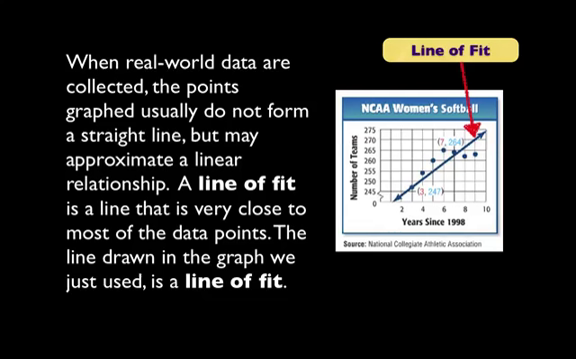Alright, so let's talk about line of fit. When real-world data are collected, the points graphed usually do not form a straight line, but may approximate a linear relationship. So even though they're not all going to fall into a straight line, they're all going to be somewhat close or show some sort of relationship where you could possibly draw a line. A line of fit is a line that is very close to most of the data points. The line drawn in the graph we just used is a line of fit. So you can see line of fit, and we have an arrow pointing to the line.